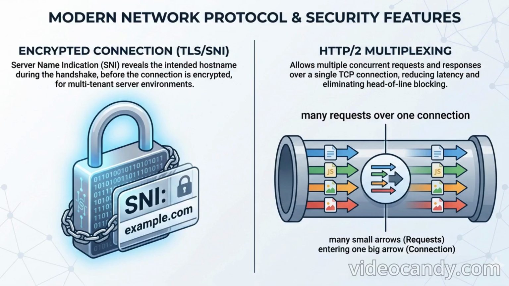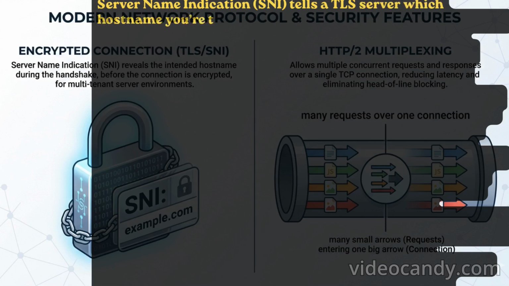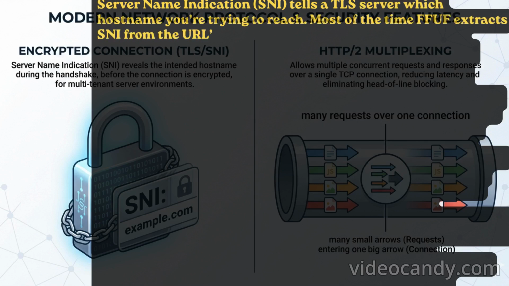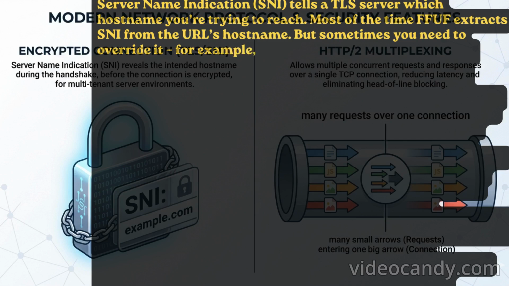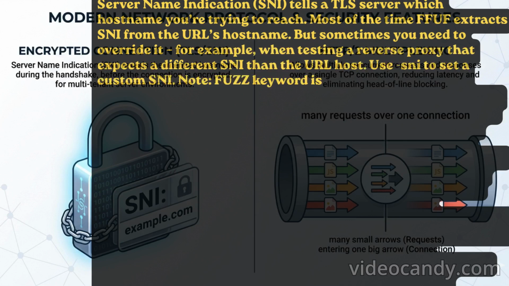Server Name Indication, SNI, tells a TLS server which hostname you're trying to reach. Most of the time, FFUF extracts SNI from the URL's hostname. But sometimes you need to override it, for example, when testing a reverse proxy that expects a different SNI than the URL host. Use -sni to set a custom SNI. Note: FUZZ keyword is not supported for SNI.